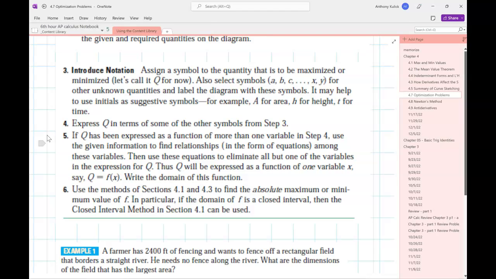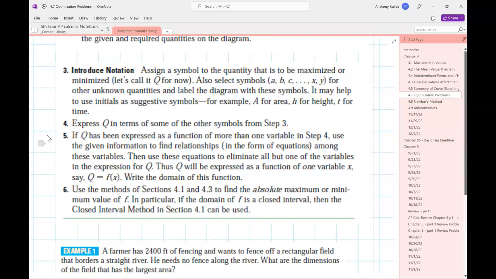And then the last step would be to use the methods from sections 4.1 and 4.3 to find the absolute maximum or minimum for f. In particular, if the domain of f is a closed interval, then we have to use the closed interval method from section 4.1.